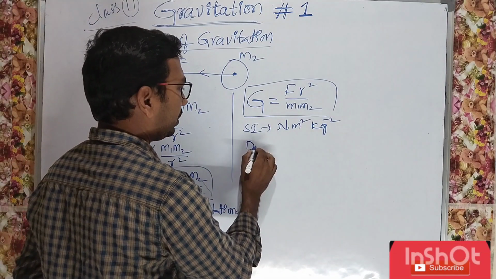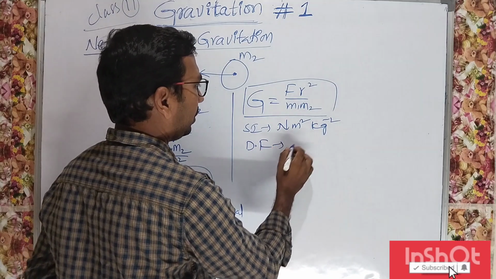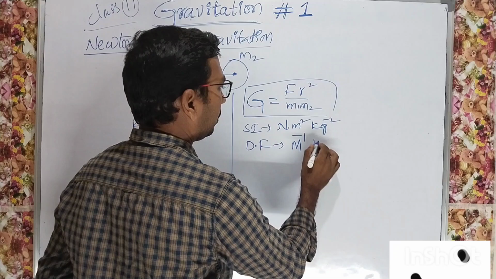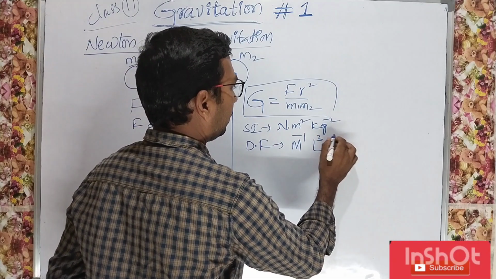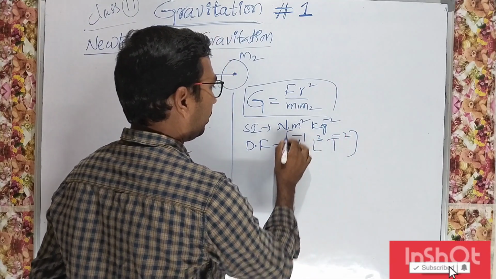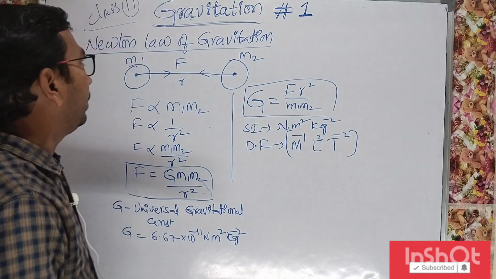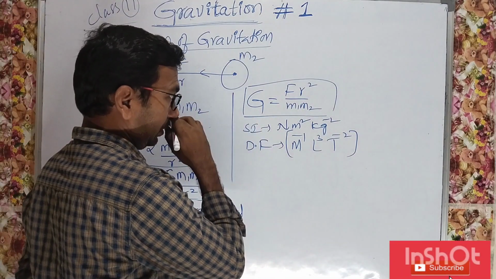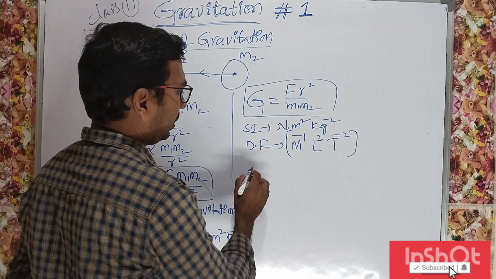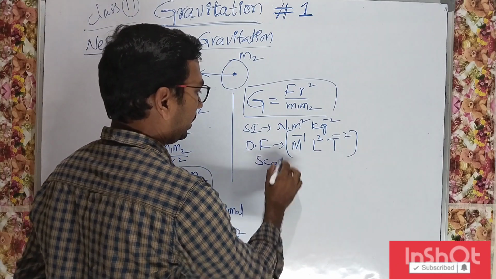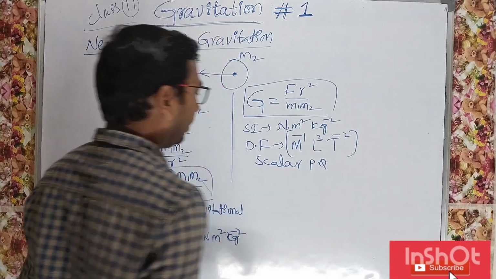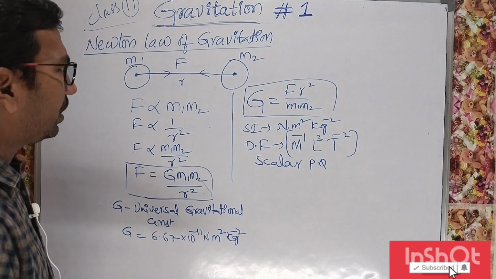So what is the dimensional formula? We can convert this and you get M to the power of minus 1, L to the power of 3, T to the power of minus 2. This is the dimensional formula of the universal gravitational constant. It is a scalar physical quantity, since it has only a number, no direction.